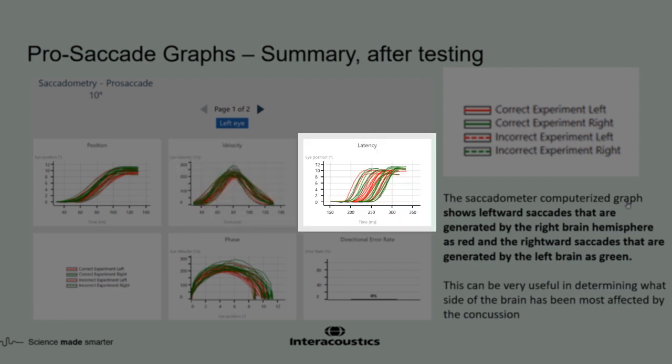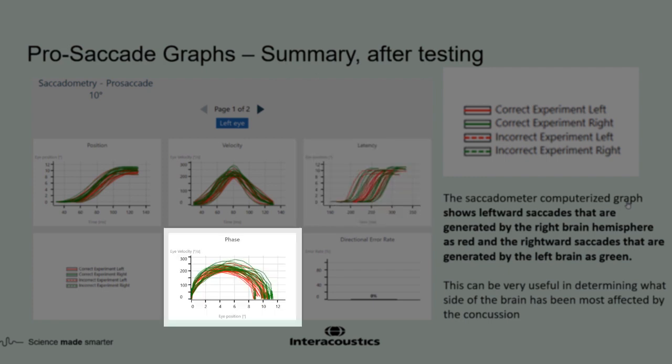Then we can see latency. Latency is graphed out again over time. It's very easy to see a shift in latency when all of your reds are in one place and all of your greens are in another place. And then one of my personal favorites is seeing velocity over eye position. This allows us to see the phase of the saccade, and the changes in phase of the saccade allow us to see whether or not inappropriate velocity changes took place during that saccade, because they should not.